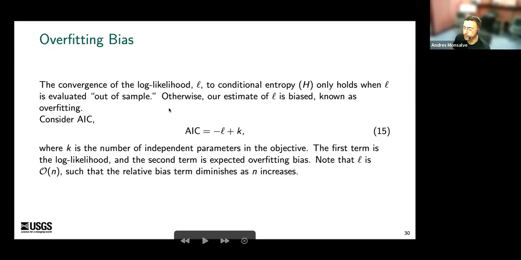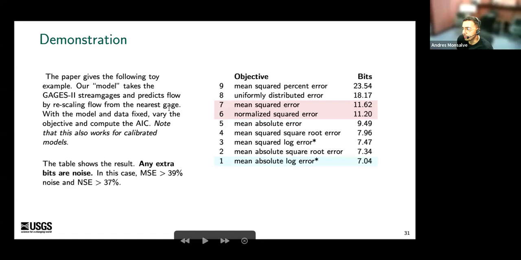I got a question about the experiment you presented, where you ranked multiple objective functions. Can we go to that slide, please? If I get it right, this means that the mean absolute log error in this experiment needs the least amount of information to maximize the likelihood of the data under the same model for all the objective functions. Right. You want me to explain that, or go ahead?